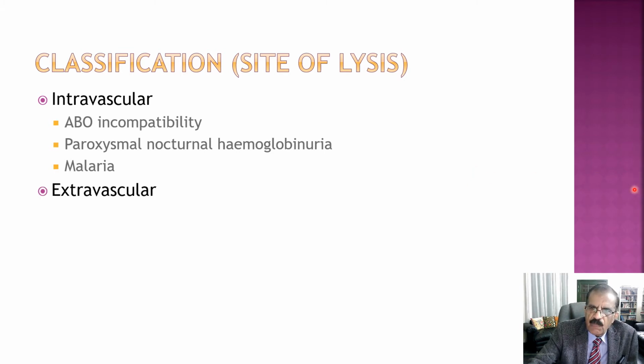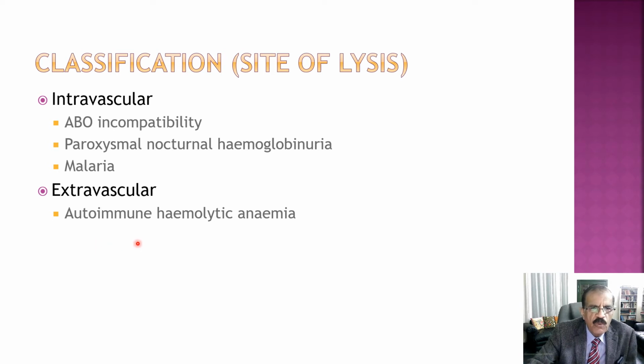Now, in extravascular hemolysis, the classical example is autoimmune hemolytic anemia. Now, what is this condition? Because of some infection, these individuals make antibodies against that pathogenic organism, but somehow those antibodies cross-react with RBCs. There is perhaps some antigenic similarity.